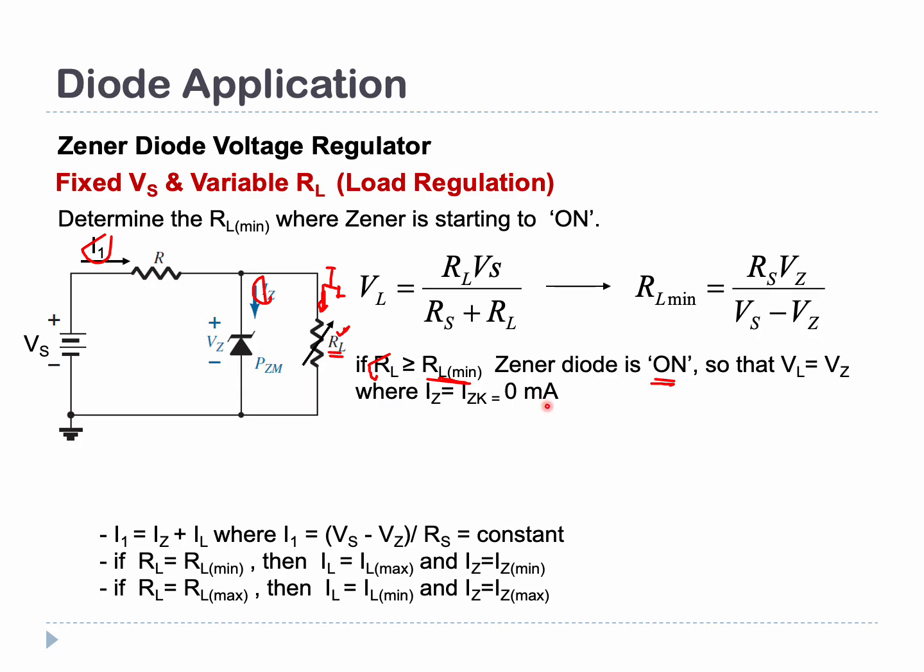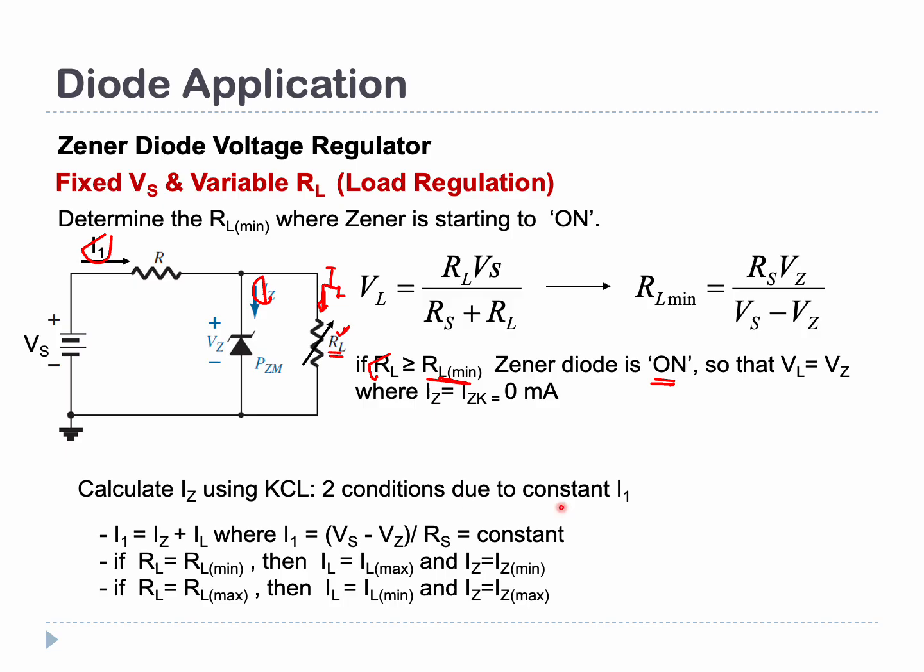In that case, we know IZ minimum, the knee current of the zener, will be 0 milliampere, because no current will flow inside here, so the minimum current for this zener to turn on is actually 0 milliampere. Now let's look at the conditions, calculating IZ using the KCL, Kirchhoff's current law.